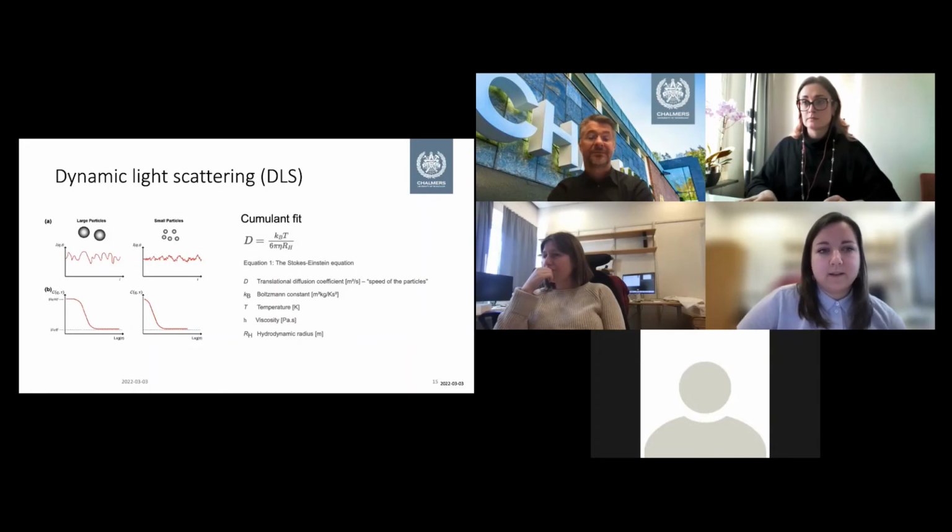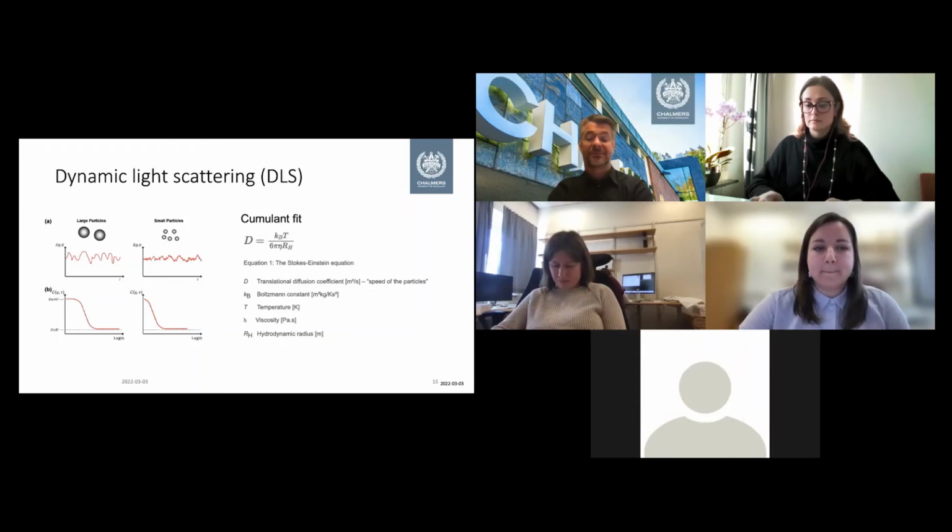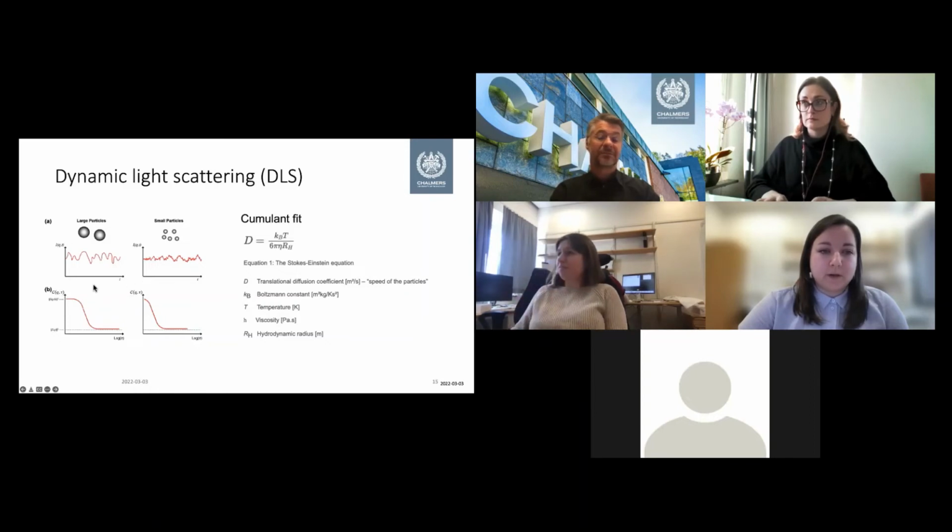So a little bit into details about the techniques. With dynamic light scattering, basically you measure the intensity of the particle, and it's actually based on the Brownian motion of the particles in the sample. What you see is the movement of the particle in solution. So the larger the particles, the slower their movement; the smaller the particles, the faster their movement.